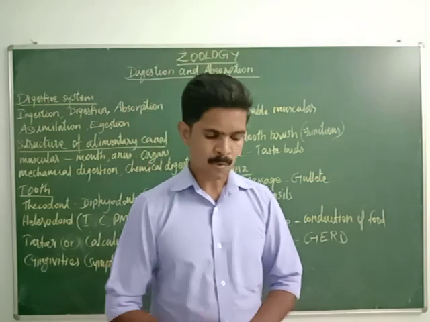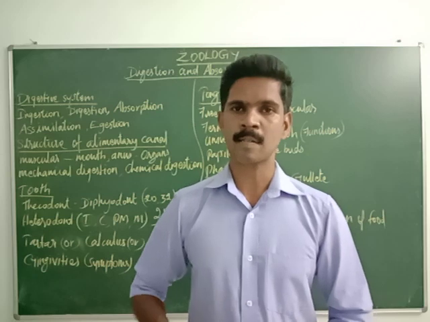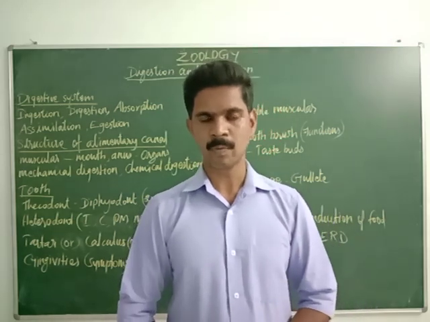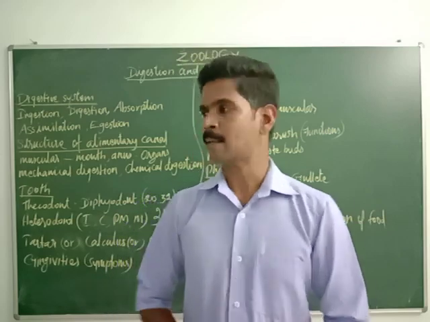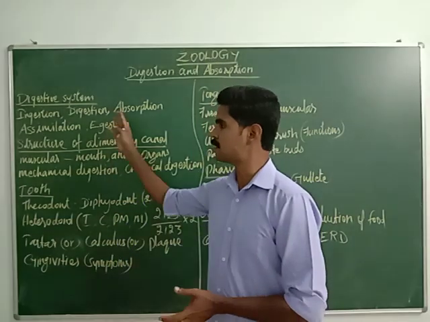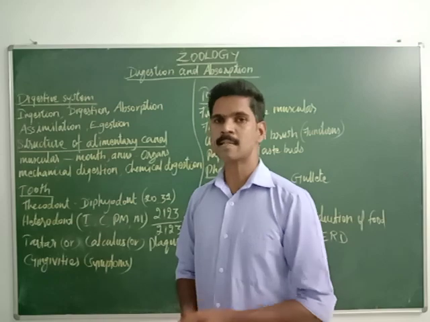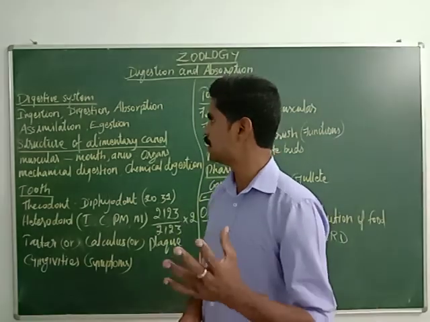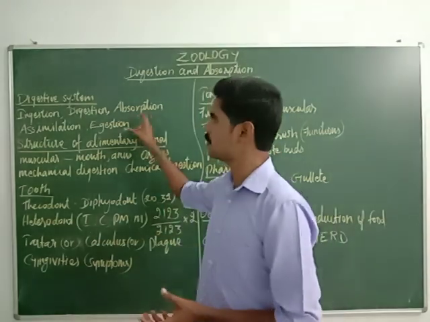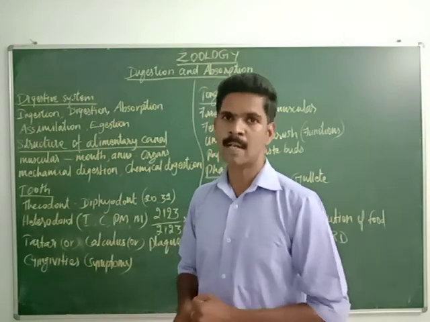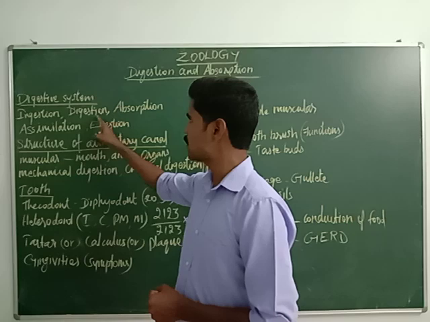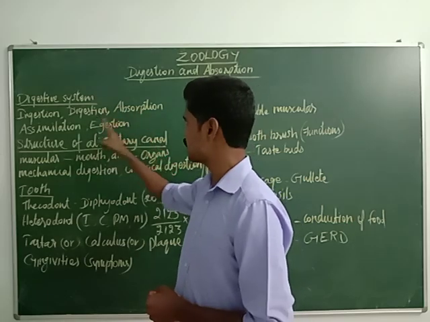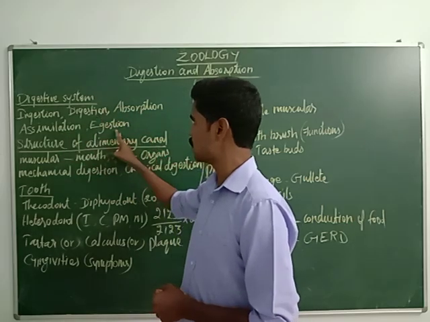Dear students, so now we completed a small introduction about this chapter. Now we are going to study the first topic of this lesson, the structure of the digestive system. Actually, inside our digestive system, many events take place. There are 5 important events that take place inside our digestive system. The first event is called ingestion, second one is digestion, third one is absorption, fourth one is assimilation, and the last one is egestion.